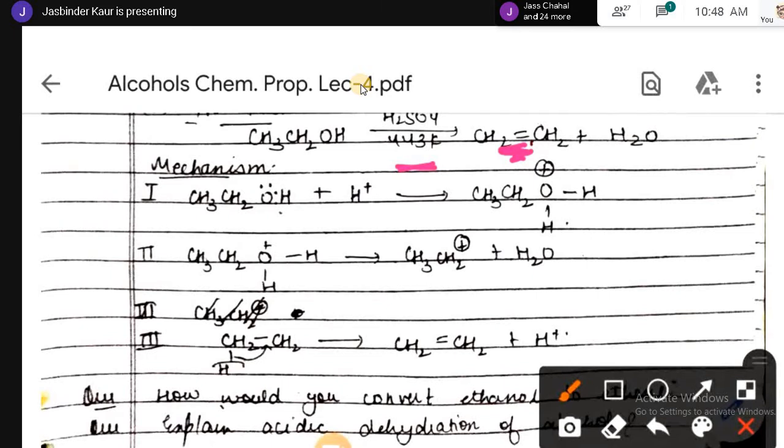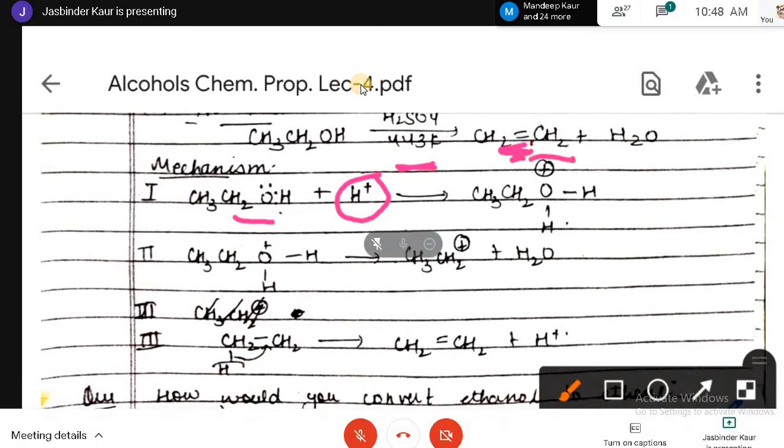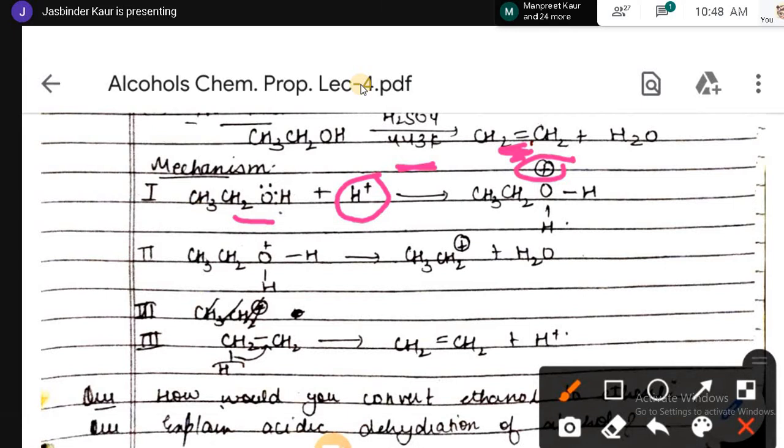First, the alcohol is treated with acid, H positive. Then H positive gets attached to oxygen through a lone pair, and the positive charge is present on oxygen. And then it is protonated alcohol. Then protonated alcohol loses water and the positive charge is retained by carbon, that is, ethyl carbocation is formed. And in the next step, hydrogen from the adjacent carbon is removed and we get ethene as a final product.